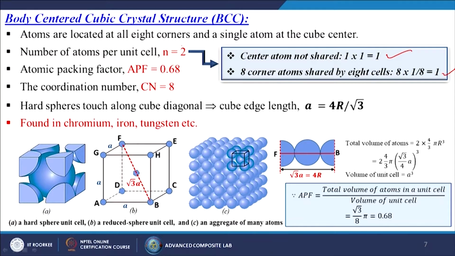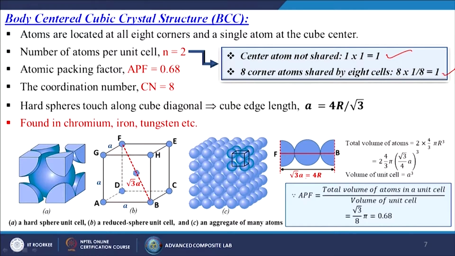What is the atomic packing factor over there? Generally the atomic packing factor is 0.68. How are we calculating this? If we clearly see this image, from F to B there is one half atom, one full atom and another half atom. If I take the radius of the atom as r, the total distance is 4r, which is nothing but root over 3 a, because in a cubic system, if all the sides are a, then F to B will be root over 3 a. So, root over 3 a is equal to 4r.